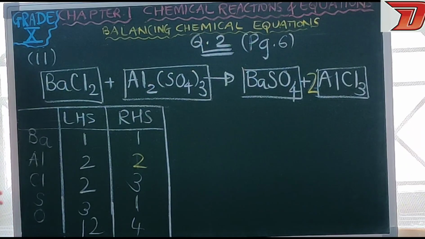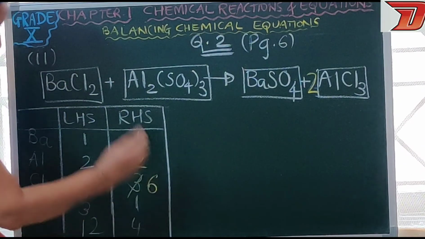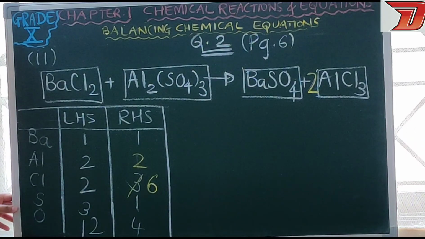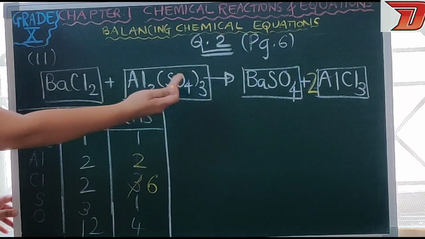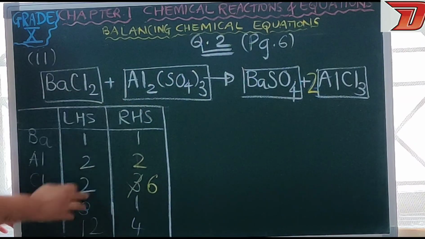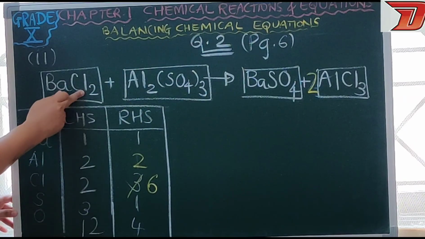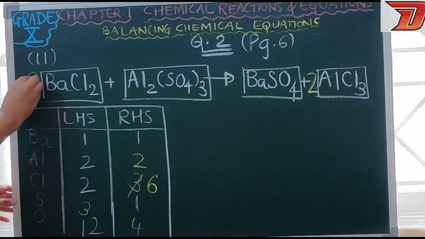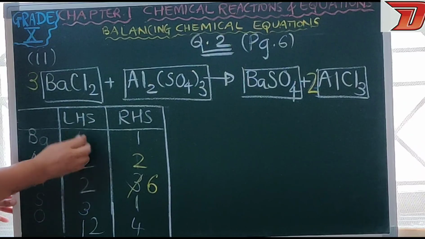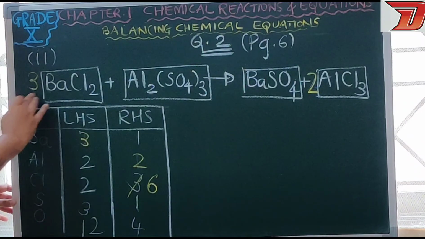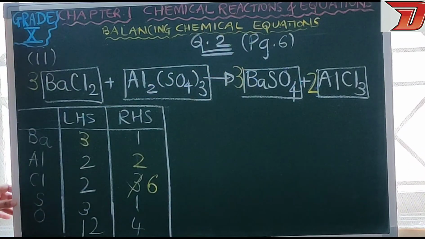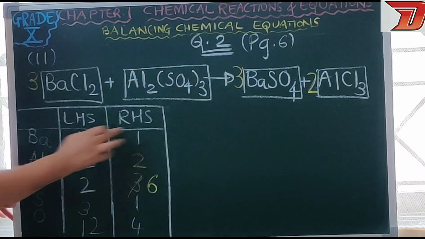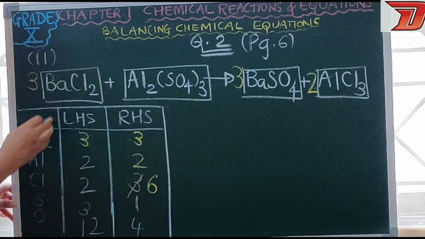Now have a look at that chlorine to the right side. It has become 6 and not 3. So that change we have to do in the table. If chlorine is 6 to the right, we have to do the correction to the left side. Here 2 chlorine atoms are there. So to make it 6, what we have to do? We have to make it 3. Right? Now again the number of barium has been changed. Here it is 3. So obviously it has to be changed over that side. So that is 3. So 3 barium both the sides.